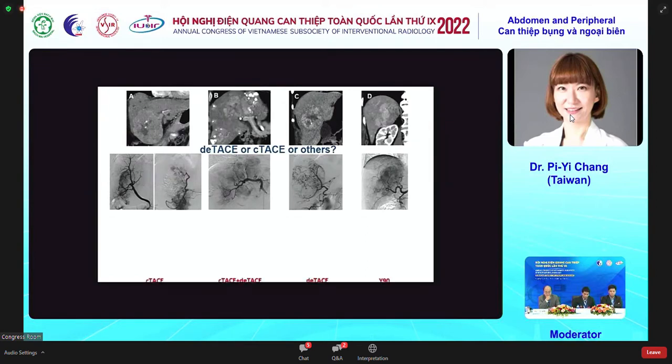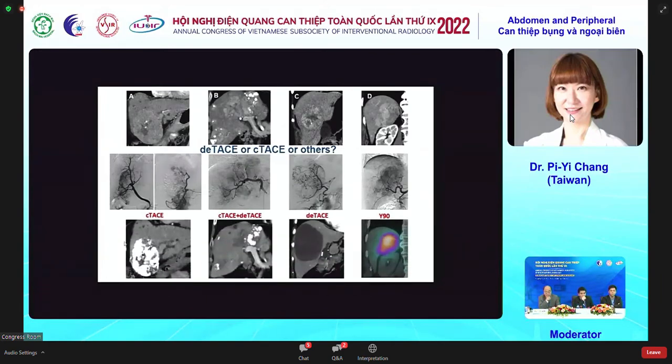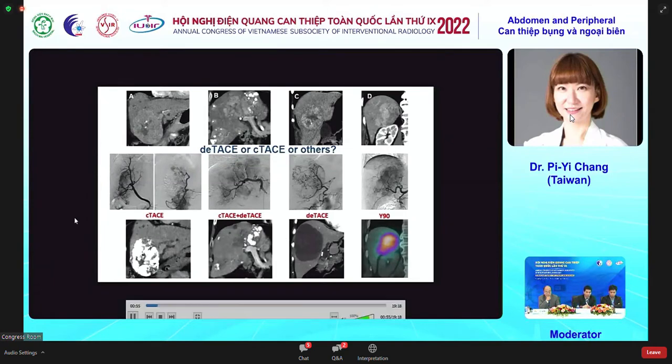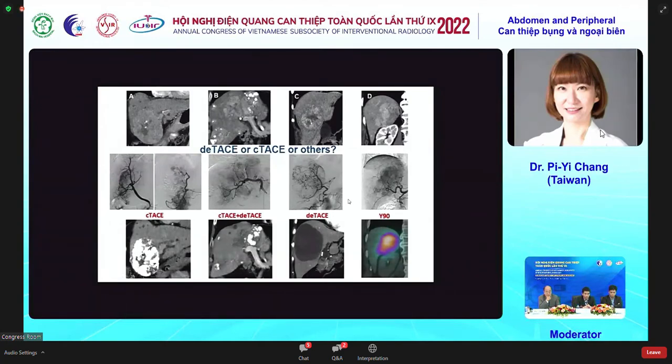In case A, I choose to use CTACE, and you can see the lipid retention in the tumor. And for B case, you can see I have done both DEBDOX-TACE and CTACE. We can see both the tumor necrosis and the lipid retention. For case C, I have done only DTACE for several times, and we observed tumor necrosis completely. For case D, I have done it with yttrium 90 for the radial embolization.